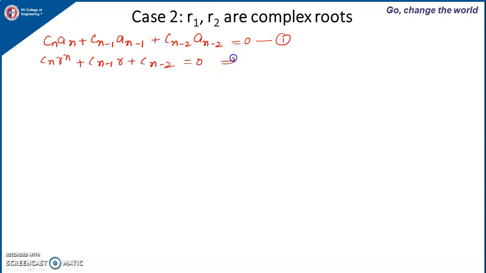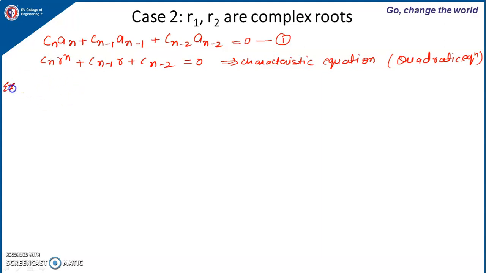So this is the characteristic equation, and this is nothing but a quadratic equation. In my previous video lecture I discussed the first case, when the roots are real and distinct. Now I will be discussing when the roots are complex. Let us take one example.